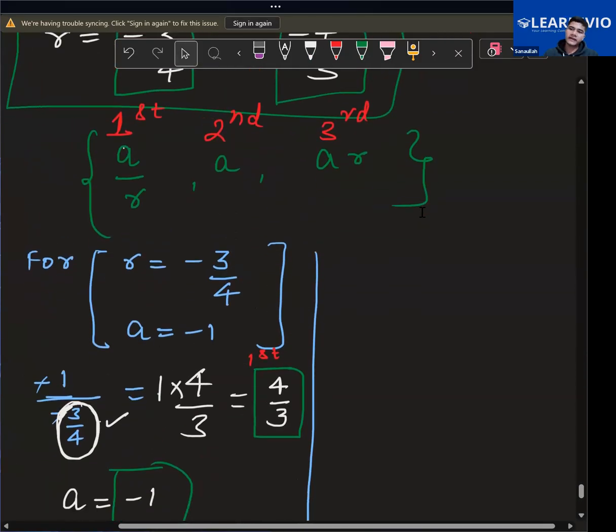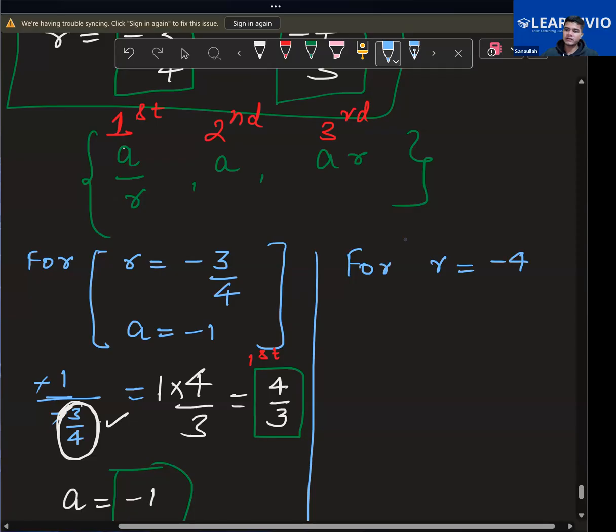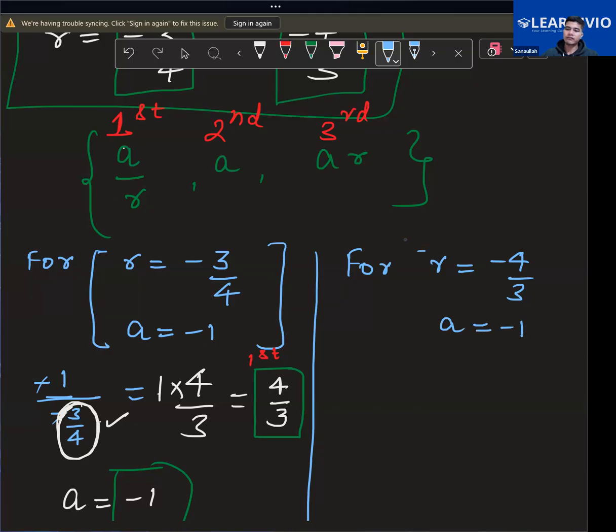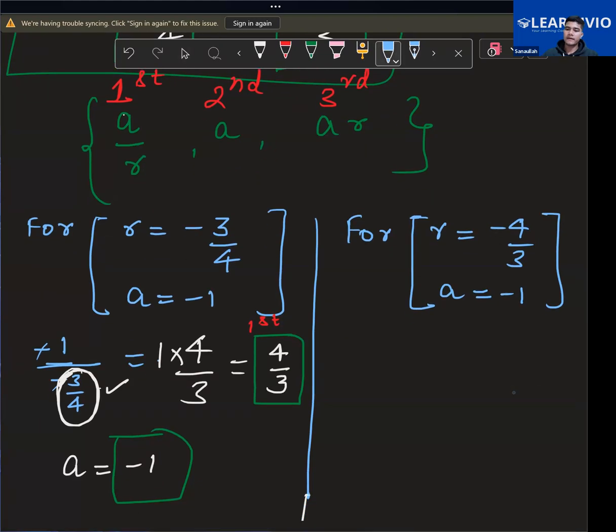And for the other case, we have r equals to minus 4 by 3, and a will be the same, that is a will be minus 1. This is the value of r and a for the next case. So what is the first term? That is a by r. What is a? A is minus 1. And what is r? R is minus 4 by 3.